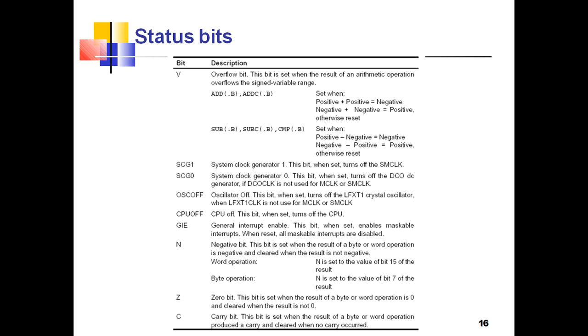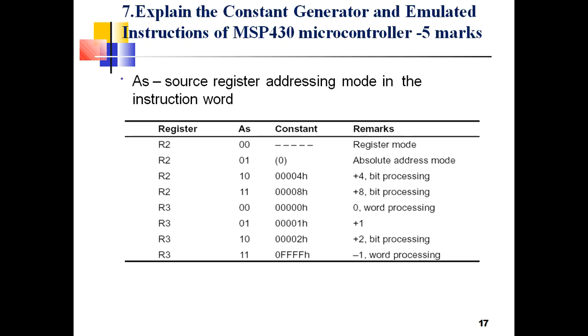Next, the negative bit indicates whether the result is negative or positive. Z means the zero bit. It checks whether the result of the byte or word operation is 0. If it is 0, the bit is set; if the result is not 0, it is cleared. Carry bit: this bit is set whenever the result of a byte or word operation produces a carry. If no carry occurred, it is cleared.